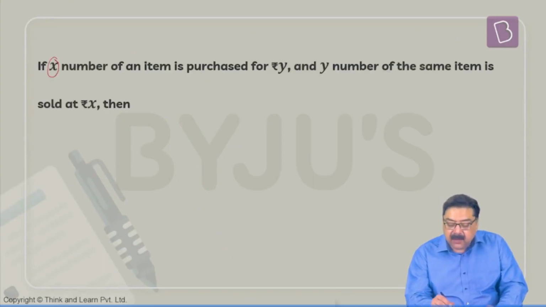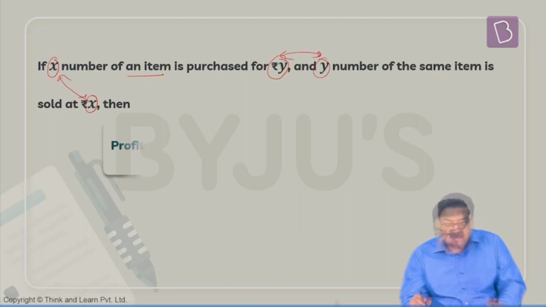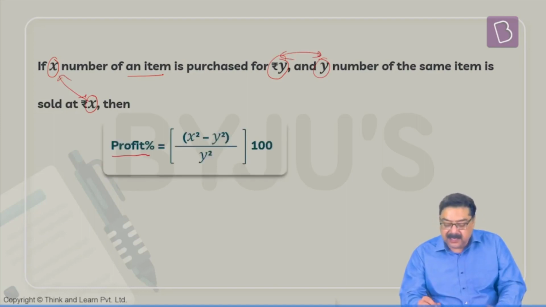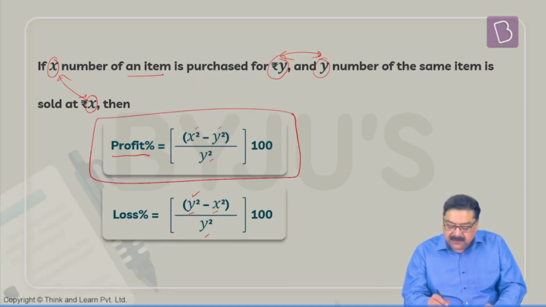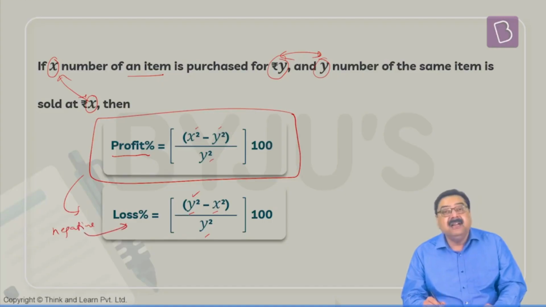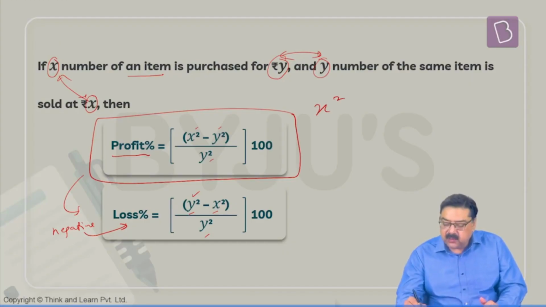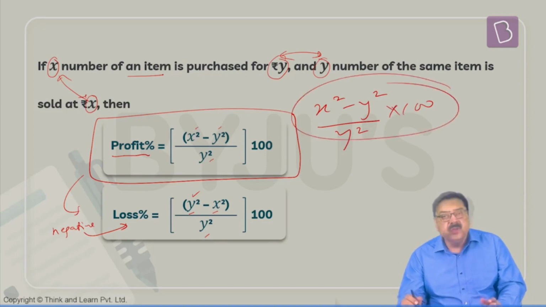If X number of an item is purchased for rupees Y and Y number of the same item is sold at rupees X, these happen to be the same, right? Then profit percent can be calculated as (X square minus Y square) by Y square into 100, and loss percent, where Y will be greater than X, will become (Y square minus X square) by Y square. Or you can employ only this formula, and if at all you get a negative value, that would indicate that loss is being made. So (X square minus Y square) by Y square into 100. Just write it 2-3 times in your notebook and you will be able to memorize this.